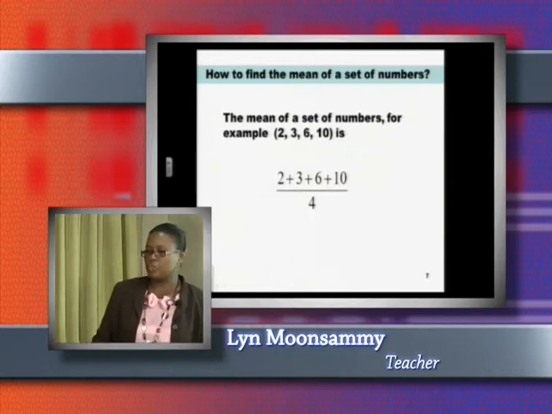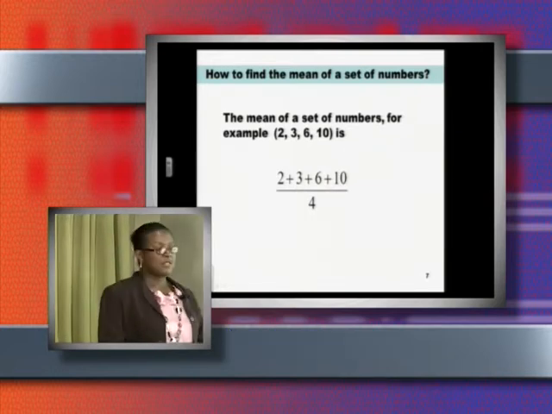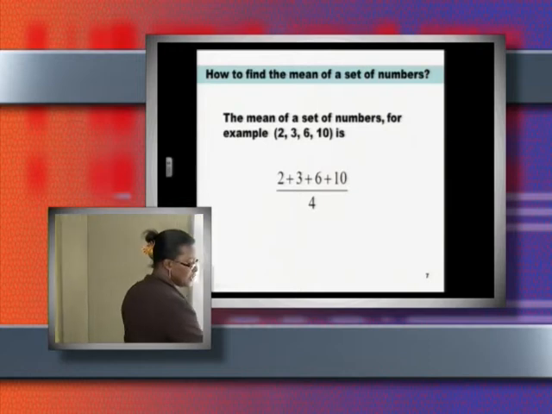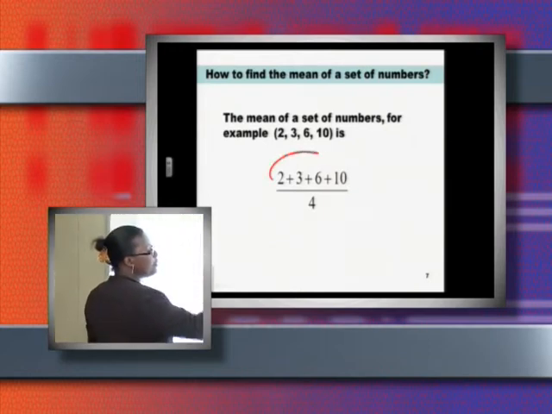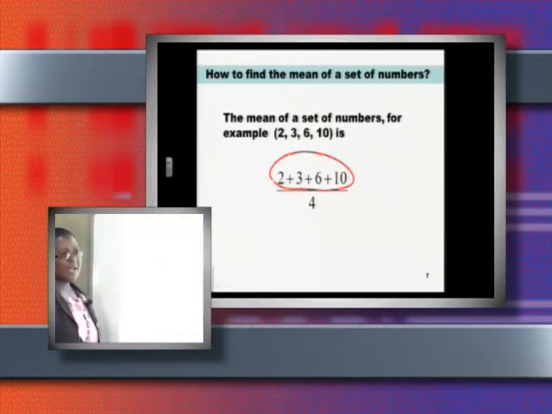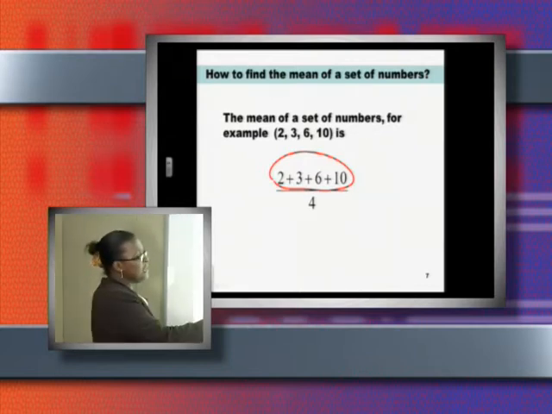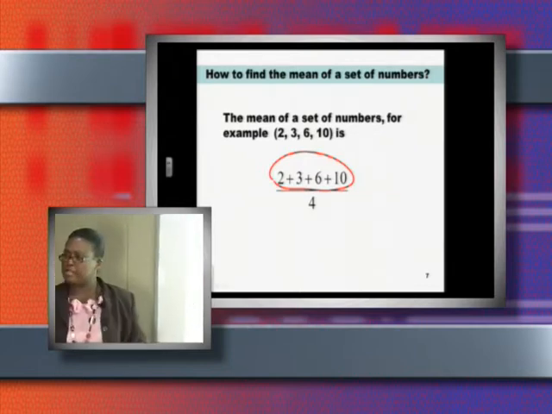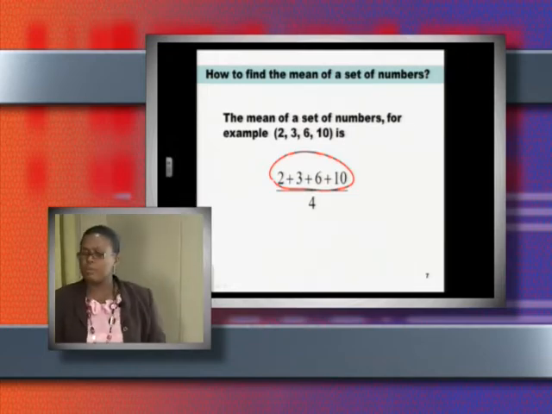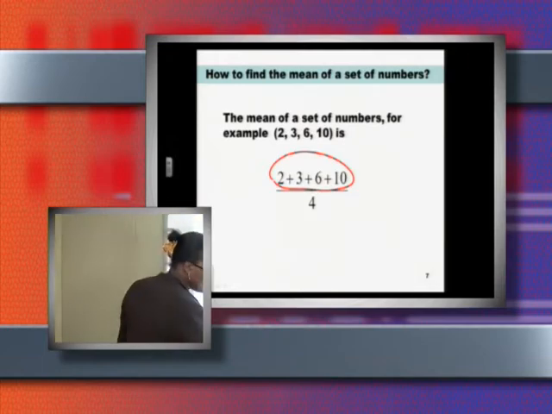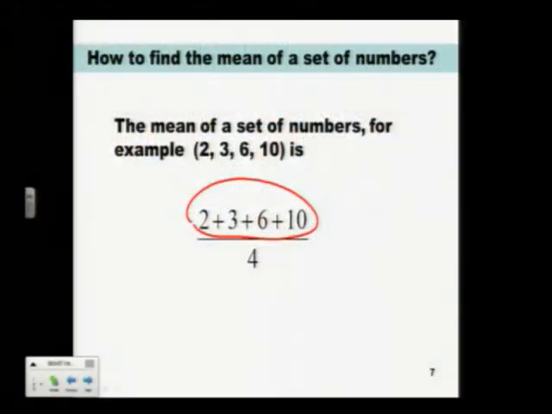So what are we going to do with the 4 numbers? We're going to sum them. So if you look here, we're summing them: 2, 3, 6, and 10. And then we notice that under the vinculum is a 4. Our denominator is a 4. Why is a 4 being used? Because the amount of numbers added is 4. So we sum and then we divide by how many of them there are.